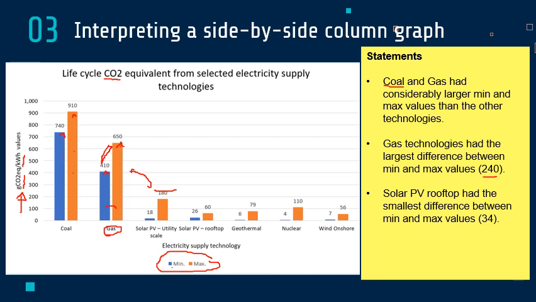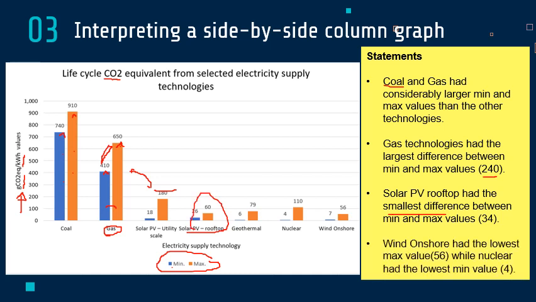Solar PV rooftops, that's solar panels on a household roof, had the smallest difference between its minimum and maximum values, which was 34. So again, I'm looking for the difference. This time, instead of looking for the largest difference, I'm going to look for the smallest difference. So here, let's go to, where is it, solar PV rooftop? It's just there.